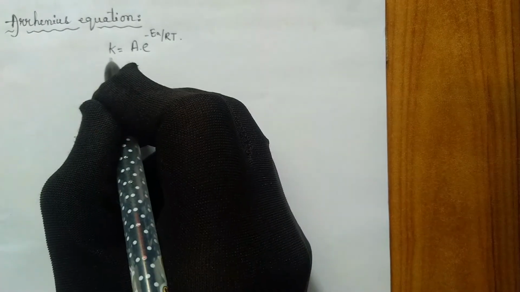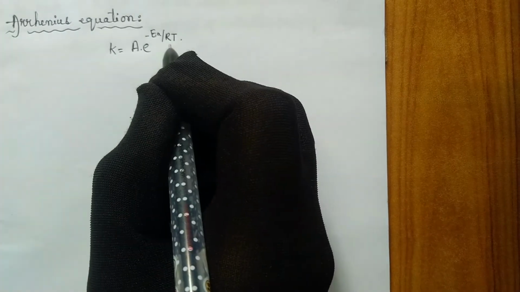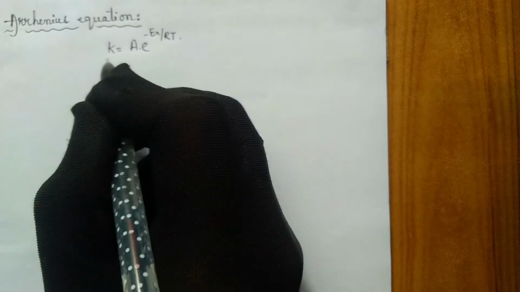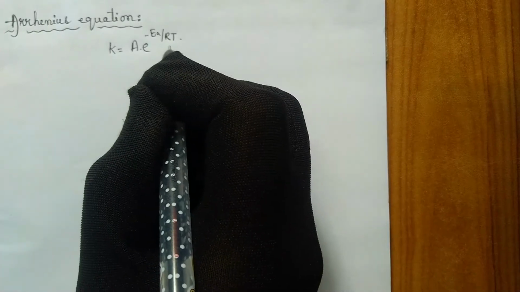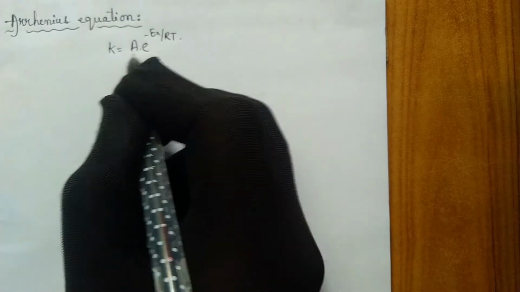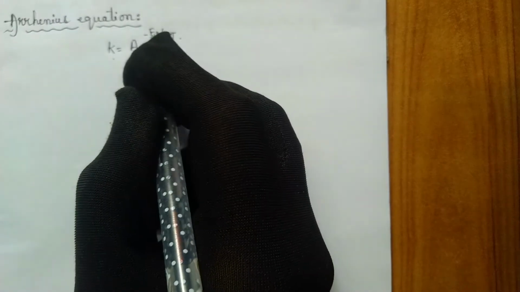Okay, this is the rate constant and T is temperature. So Arrhenius gives the relation between the rate constant and absolute temperature. So this equation describes the rate constant as a function of temperature.